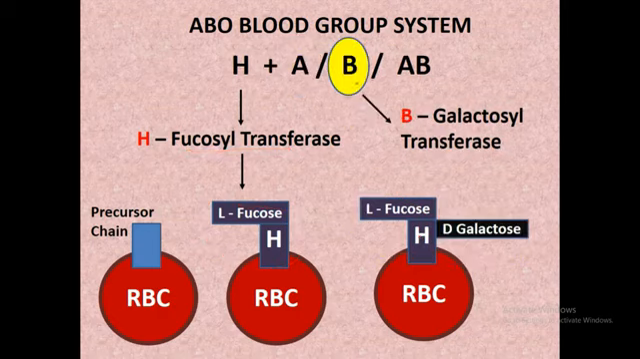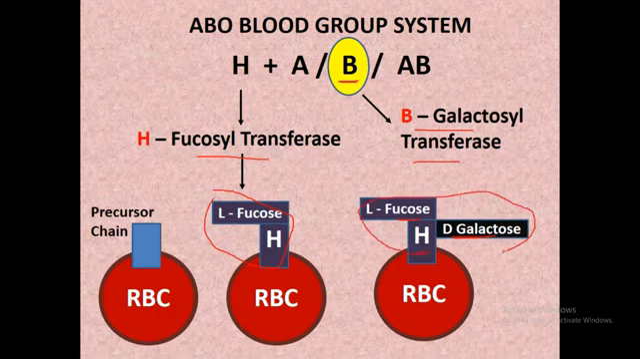Now the person having the B gene. But first of all there must be the synthesis of H substance, which is due to the presence of the H gene, which encodes the fucosyl transferase enzyme, which transfers L-fucose to the precursor chain and forms H substance. Now the person having the B gene, which is responsible for the activity of the galactosyl transferase enzyme, which transfers D-galactose to the H substance. So here D-galactose plus L-fucose plus precursor chain is collectively known as B antigen.